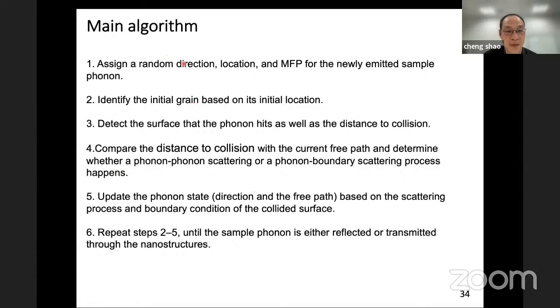And this is the main algorithm in the software. Basically, we need to assign a random direction, location, and mean free path for the newly emitted sampling phonons. After that, we identify the initial grain based on the initial location. Then we detect the surface that the phonon hits as well as the distance to collision. We compare the distance to collision with the mean free path and determine whether phonon-phonon scattering or phonon boundary scattering will happen. Then we update the phonon state based on the scattering process and the boundary condition until the particle is either reflected back or transmitted through the system. We repeat the above process until the sampling particles are sufficient to get the transmission of the system.